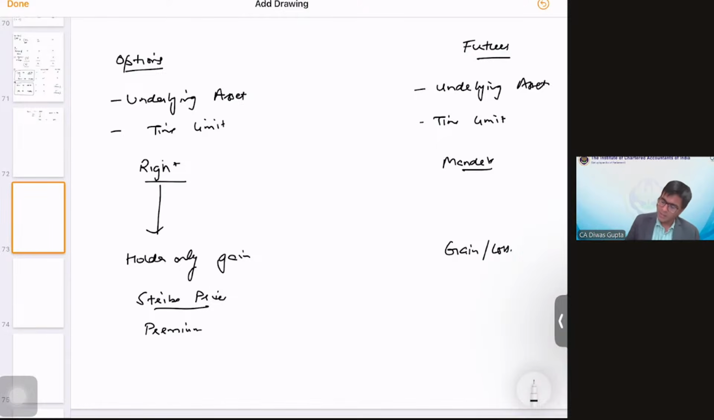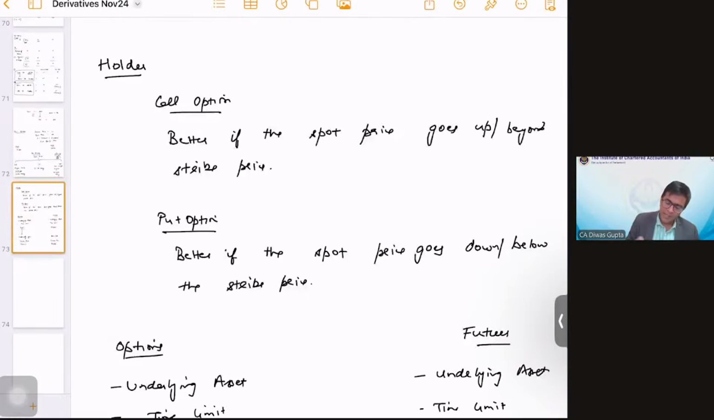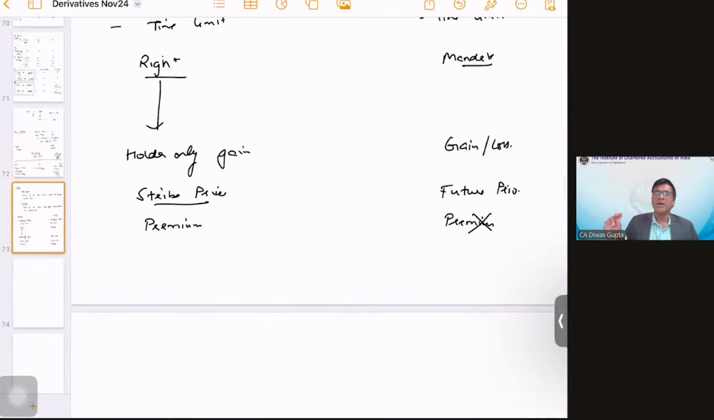Since there is a strike price over here, there is a future price over here, right? The strike price is the price at which the execution will happen. The future price becomes the price at which the positive or negative will happen in case of a future. There is a premium involved here. There is no premium involved here, because there is no risk to the writer or the seller, and hence there is no premium. Premium is paid only where there is a disproportionate risk that one party is undertaking, for example in insurance, for example in options.